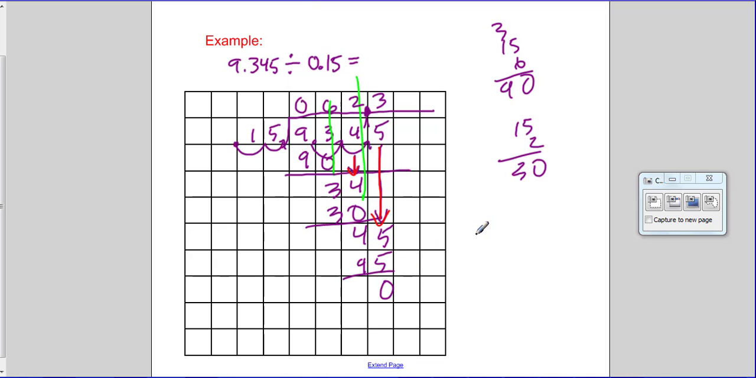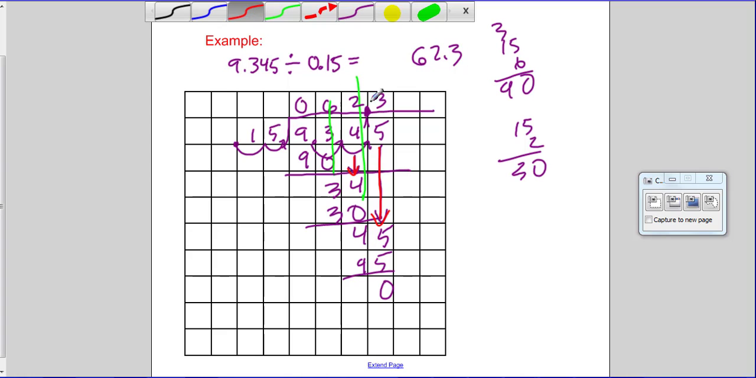Now, a common mistake I see, this is correct, so 62.3 is the correct answer. A common mistake I see is that students put the decimal point there and then they put the 623 behind it. That's not right. You must put the 6, 15 goes into 93 6 times. You must put the 6 over what it's going into. It's going into 93. So it should be 62.3.